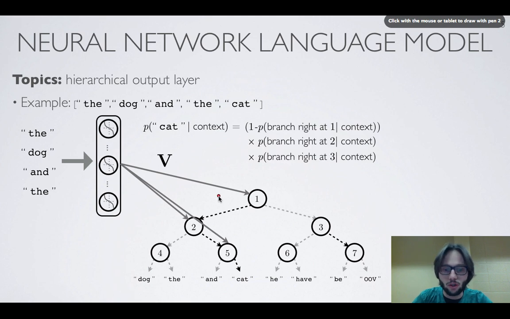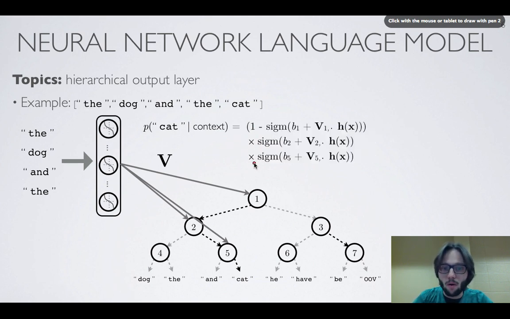So for this example, we're assuming that taking V multiplied by the hidden layer and applying the sigmoid gives us the probability of branching right at a given node. So it means that the probability of reaching cat would be the probability of branching left, then right, then right. If I want to use my model to compute that probability, I'll convert the probability of branching left as 1 minus the probability of branching right.